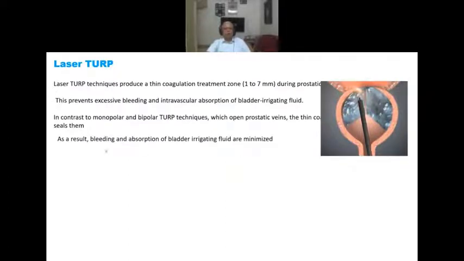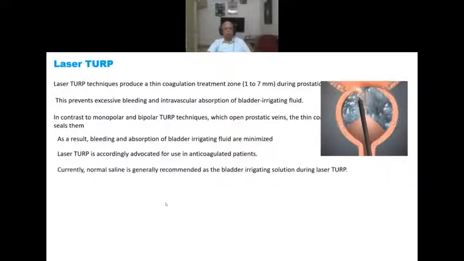As a result, bleeding and absorption of bladder irrigating fluid are minimized. So laser TURP can be used in patients who are on anticoagulants. This is for patients who are high risk. If you stop the anticoagulant like clopidogrel or aspirin, then for the laser TURP.